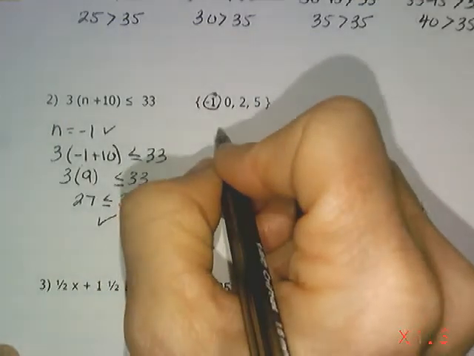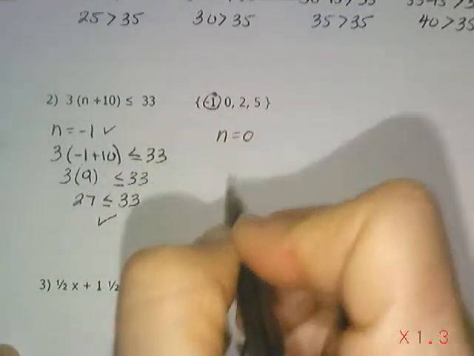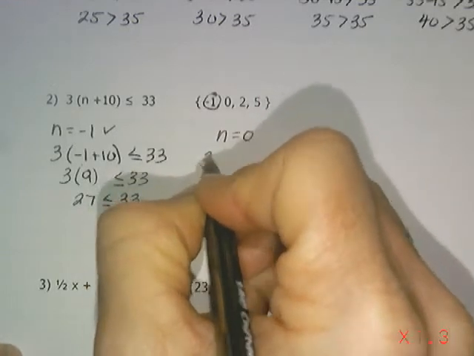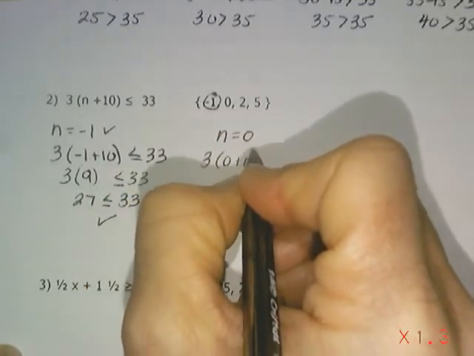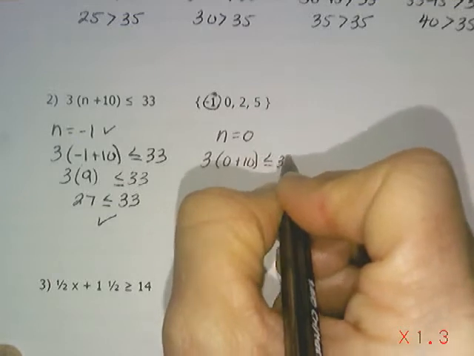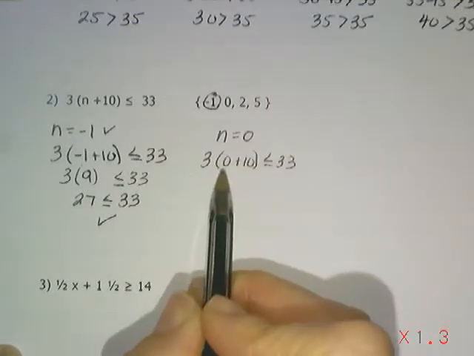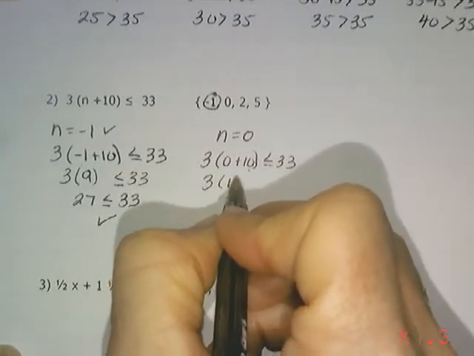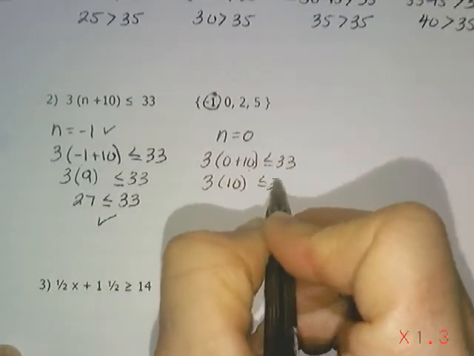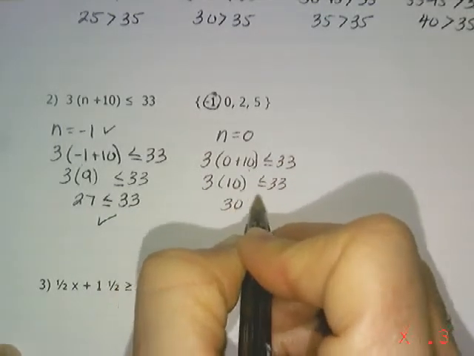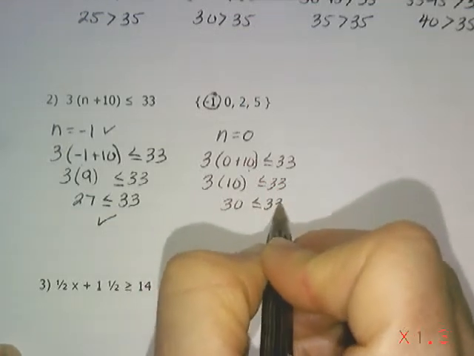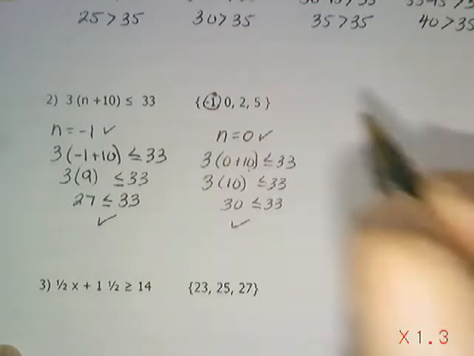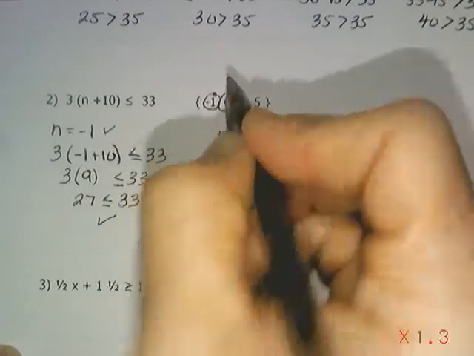Let's try n equals 0. Substituting in 0 for n. 0 plus 10 is 10. And then we're going to do 3 times 10. That's 30. And 30 is less than or equal to 33. That statement is true. So 0 is also a solution.